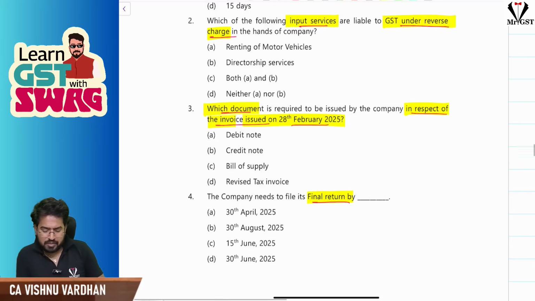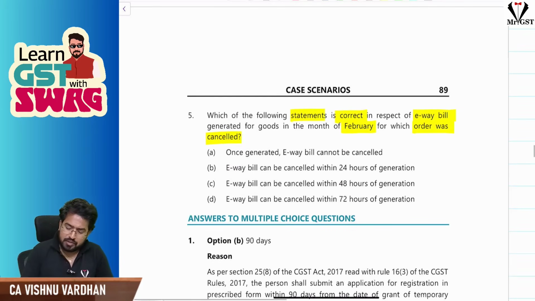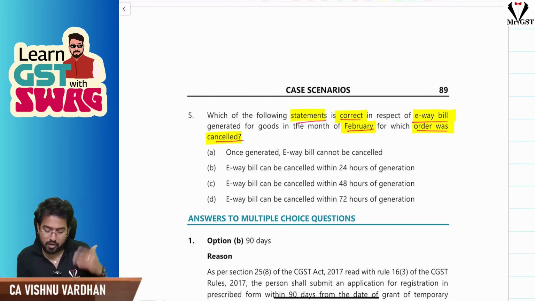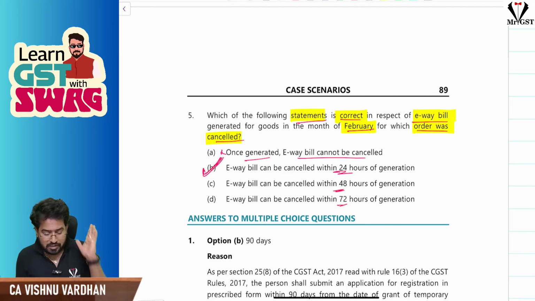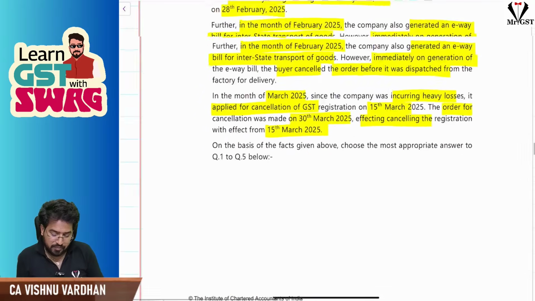When does the company require to file the final return? Which of the statements is correct with respect to the e-way bill for Feb month, where the order was cancelled? E-way bill generated, order cancelled, means you can cancel the e-way bill also within 24 hours. This should prima facie be the answer. Here, if you look at the options, you can proceed even without reading the case study. Once generated, e-way bill cannot be cancelled: wrong statement. 48 hours, 72 hours: wrong statement. So obviously option B is the correct answer. Without going through the case study also, you can tell this is the answer.